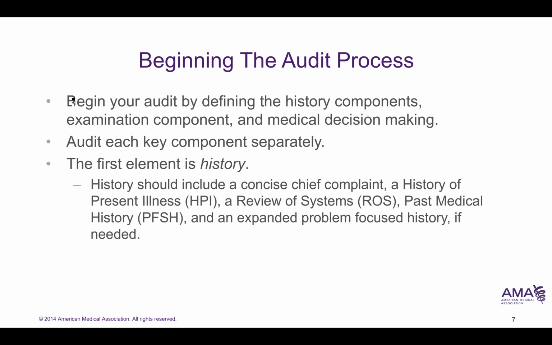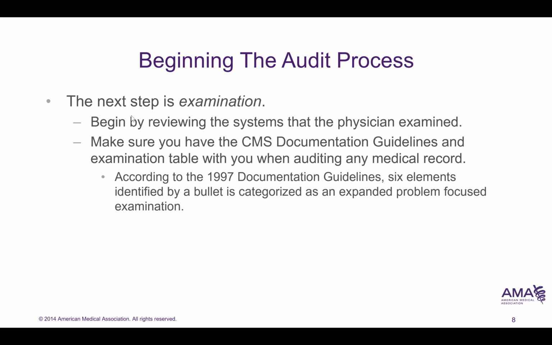the history, the physical exam, and the medical decision-making. So we can't code something without a chief complaint, and you would be surprised at the number of times that we don't have a chief complaint. We have the history of the present illness, review of systems, past medical history, and expanded problem focus history if it's called for. And then we have the exam, right? I want to be able to have the documentation guidelines, right? And once we hit the 6 elements in the 97 guidelines, it's an expanded problem focus exam.